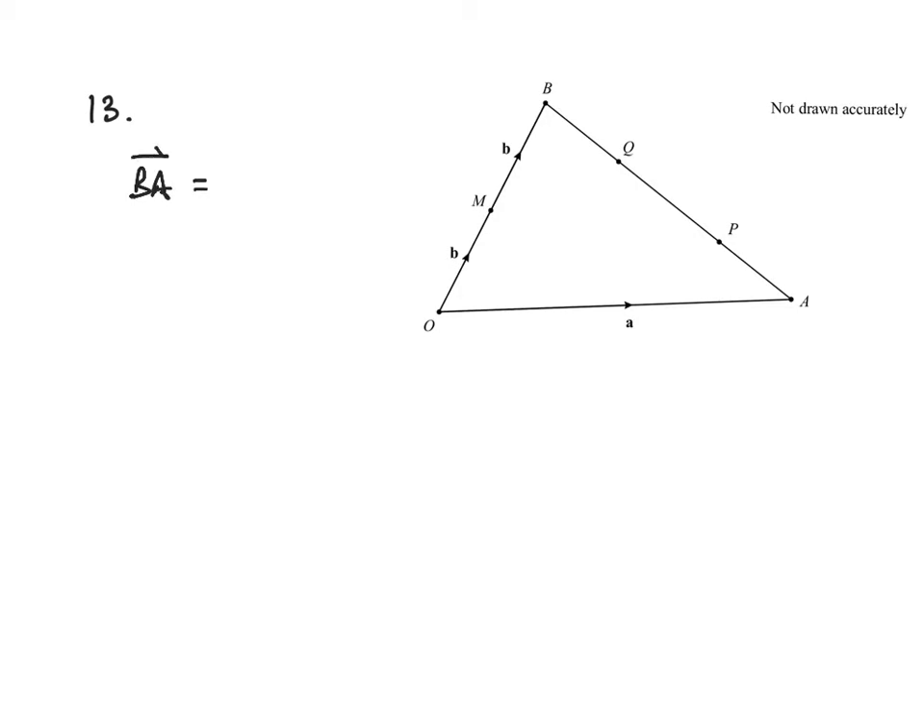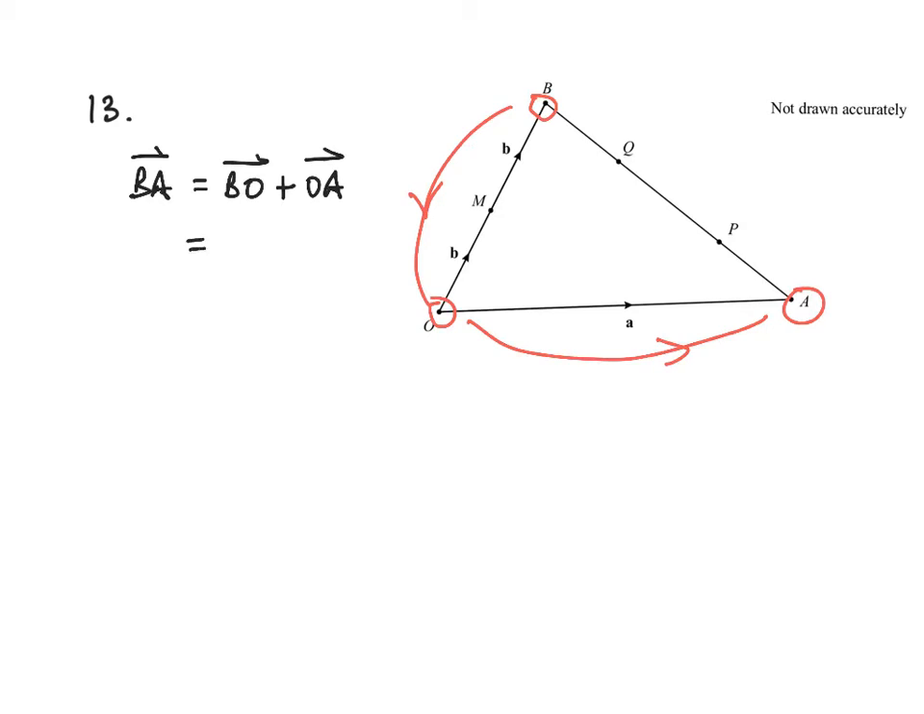So we're starting at the point B. We're going to move to O, and then we're going to move to A. So BA equals BO plus OA. Now I hope you can see that moving from B to O we go against the arrows. So it's minus 2B. But when we move from O to A we're going with the arrow. And I'll turn that round and write it as A minus 2B.